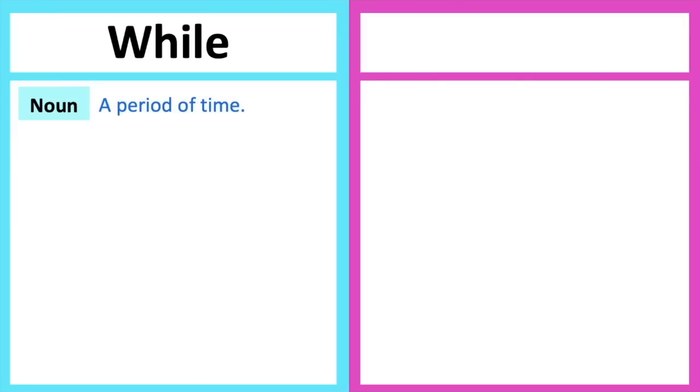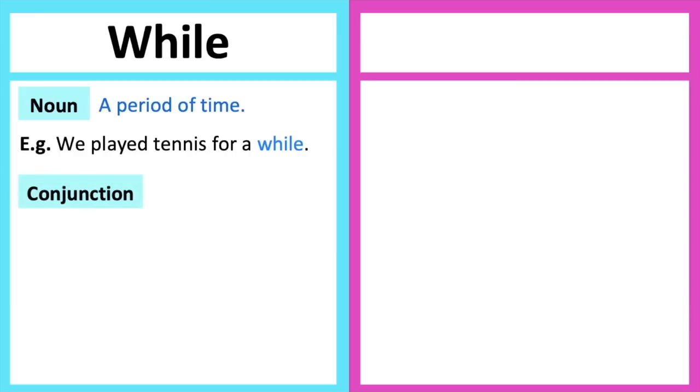While, whilst. While. While can be used as a noun, conjunction, adverb, or a verb. A noun names a person, place, thing, or idea. As a noun, while refers to a period of time. For example, we played tennis for a while. So this just means we played tennis for a period of time.